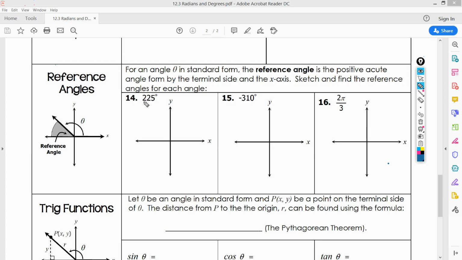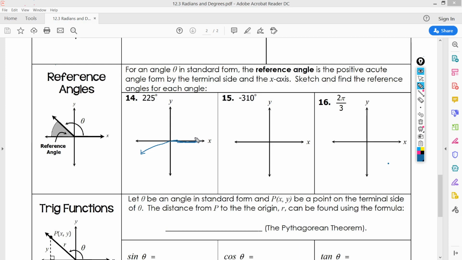Okay, so 225 degrees. First thing to note is that it's positive. Clockwise is negative, counterclockwise is positive. So we're going this way, counterclockwise, and this is 180, which means 225 is a little past this, right? So like this is where our angle is on this problem.